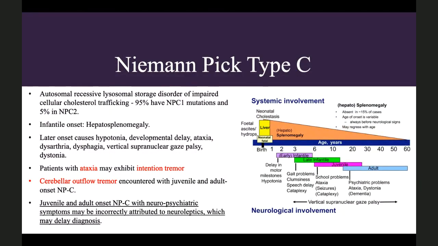Then we move on to Niemann-Pick type C. This is an autosomal recessive lysosomal storage disorder. 95% of patients have an NPC1 mutation and 5% have an NPC2 mutation. In infants, we see hepatosplenomegaly, but in later onset, we see hypotonia, developmental delay, ataxia, vertical gaze palsy, and dystonia.